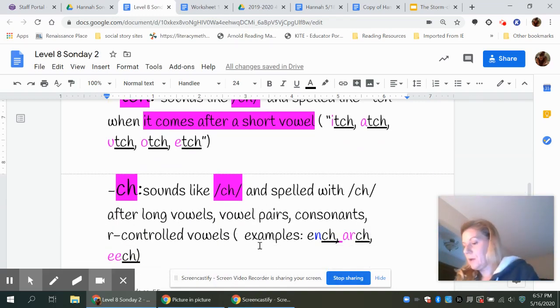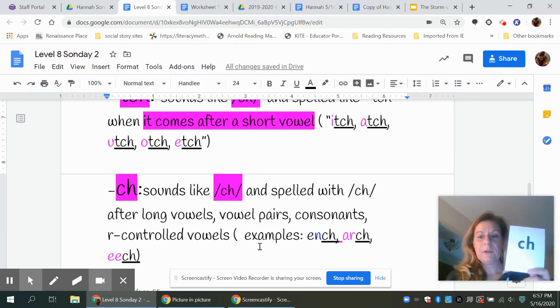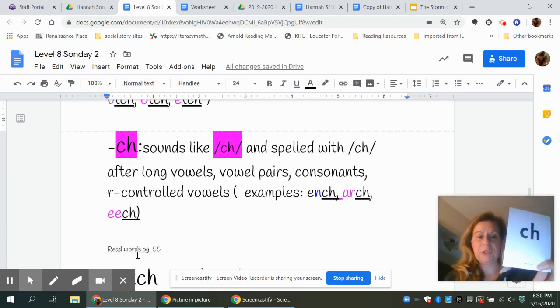The other way we spell ch is with the CH. So ch is spelled with the CH after long vowels, vowel pairs, consonants, or R controlled vowels. I wrote down some examples. If an N came before the CH, it'd be nch, and with a vowel, it'd be ench. Or if I had an R controlled vowel before it, it would be arch. Or another vowel pair before ch would be like each. So if you have those particular vowels or a consonant, then you're spelling with the CH.